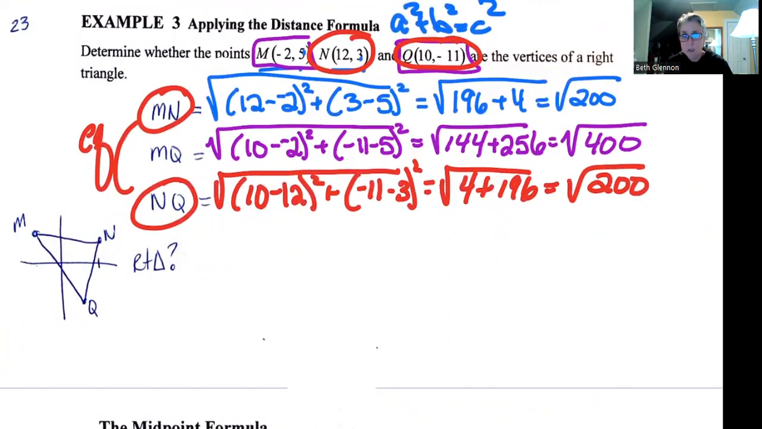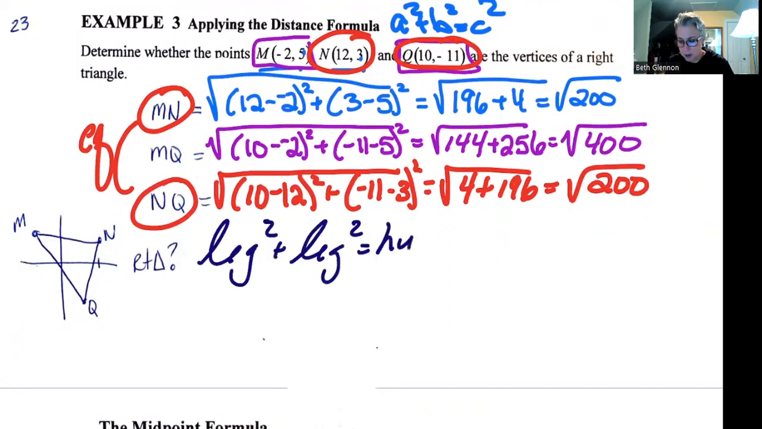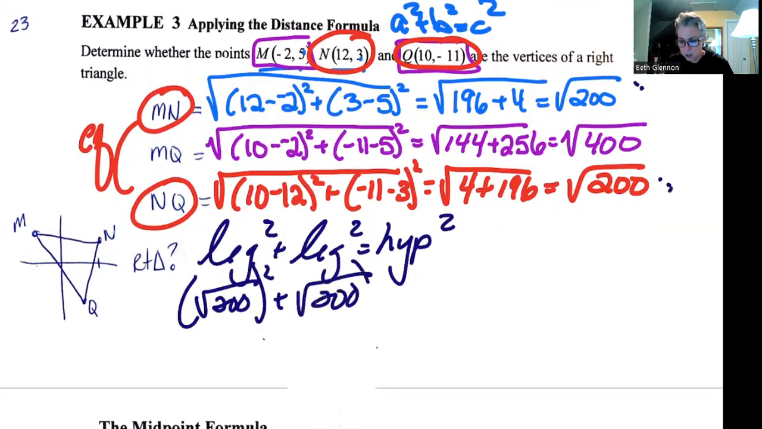Okay. So I'm going to say, is it leg squared plus leg squared? Does that equal my hypotenuse squared? All right. If it is a right triangle, this is going to be a true sentence. So I'm going to plug those values that I had up there. My two legs are the square root of 200 and square root of 200. So I have the square root of 200 squared plus the other leg, the square root of 200 squared. Does that equal my square root of 400 squared?